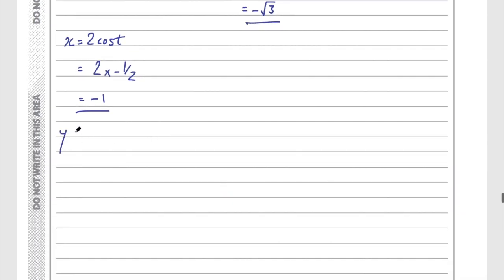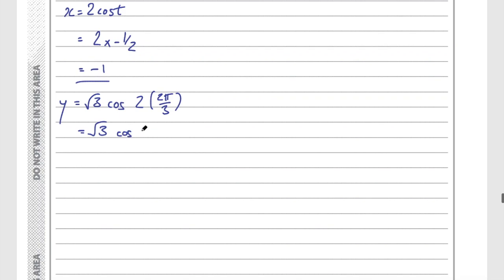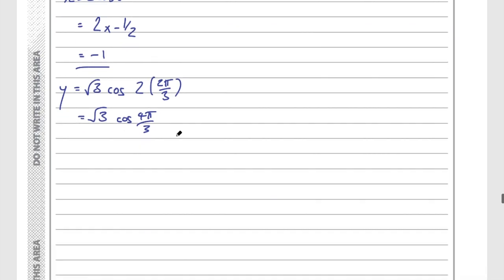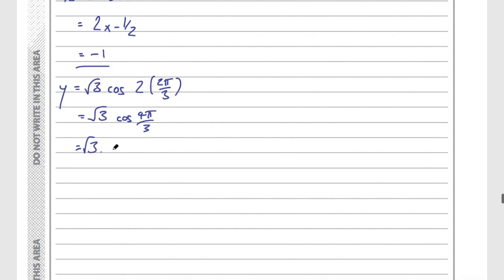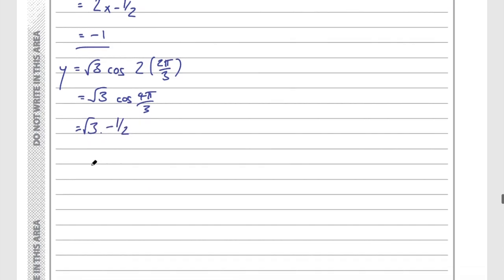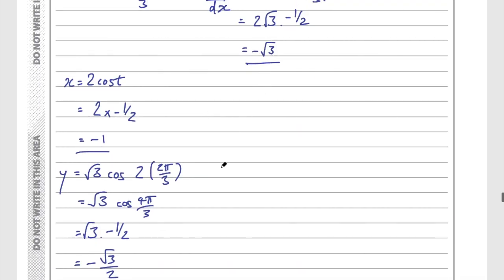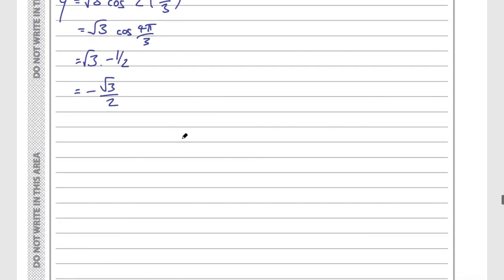And also y equals root 3 cosine 2 lots of 2 pi on 3. This is root 3 cosine 4 pi on 3. And this is also equal to minus a half because this is in the third quadrant. Again, it's the same as the cosine of pi on 3, but it's in the third quadrant of the unit circle. So this is going to be root 3 times minus a half again. And then we get minus root 3 on 2 for y. So we have the x coordinate and the y coordinate at point P. We also have the gradient, so that should be enough information to find the equation for L.